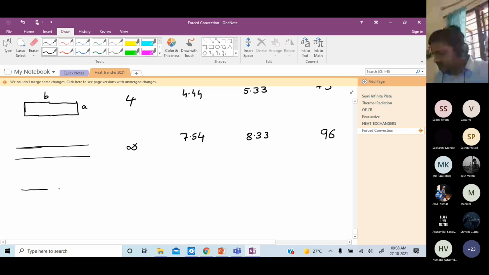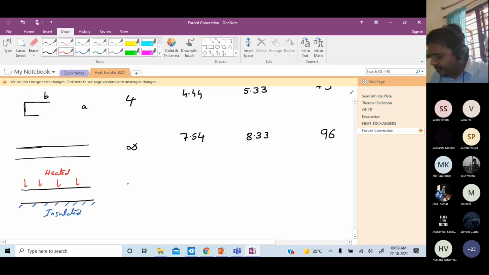Okay. Then something which is often encountered is that it's not fully isothermal or isoflux. It is heated on one side and insulated. Okay, so this is insulated and this is heated. Rest is the same. This is infinity. So slightly different. This 8.33 becomes 5.39, definitely because heat transfer will be affected. There is no thermal boundary layer occurring on the insulated surface. Flow doesn't matter, flow remains 96.